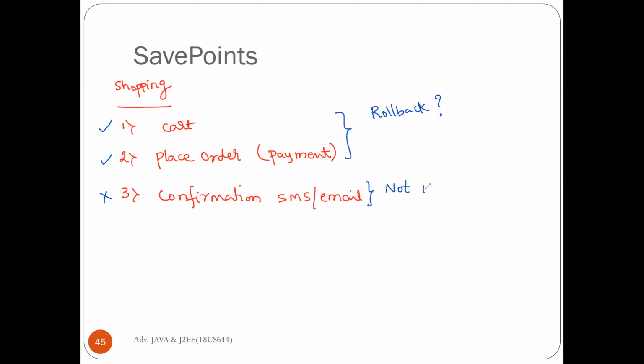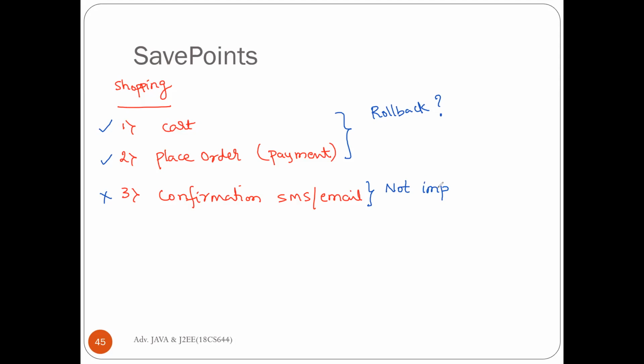So if any unimportant task fails, then in the application we need not roll back the entire transaction. If we ignore this particular part or do it once again, we can continue.